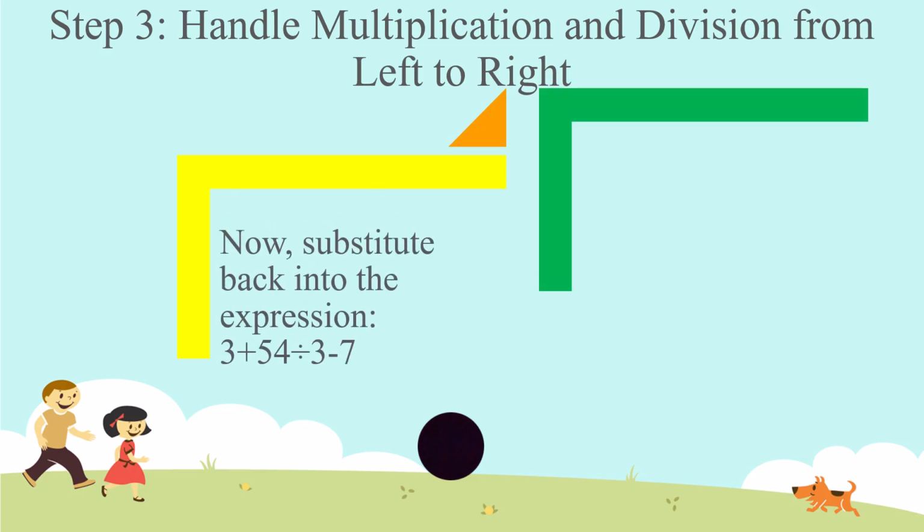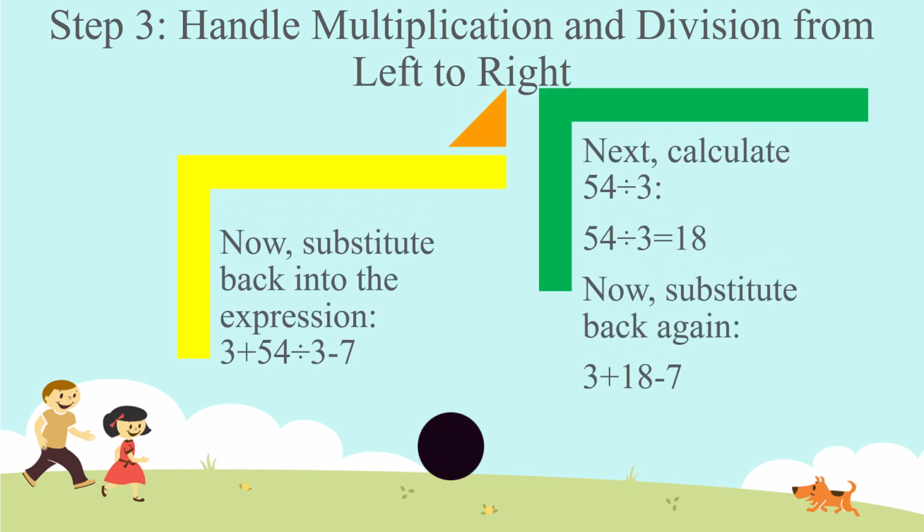Now, substitute back into the expression: 3 plus 54 divided by 3 minus 7. Next, calculate 54 divided by 3. 54 divided by 3 equals 18. Now substitute back again: 3 plus 18 minus 7.